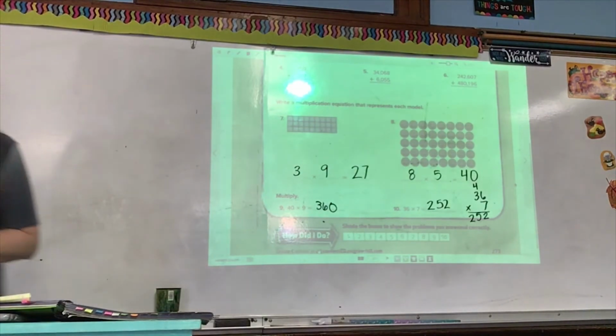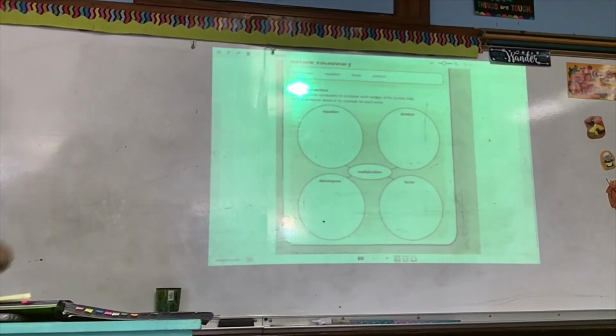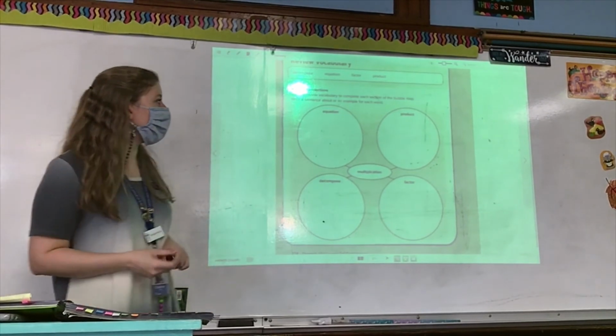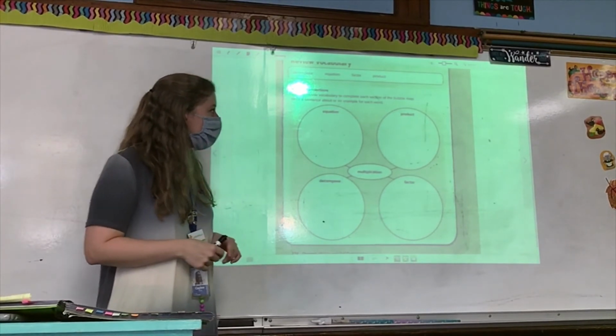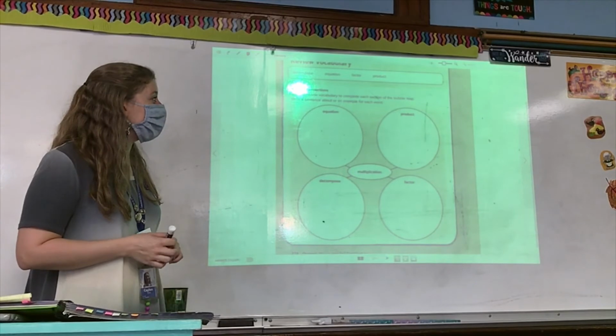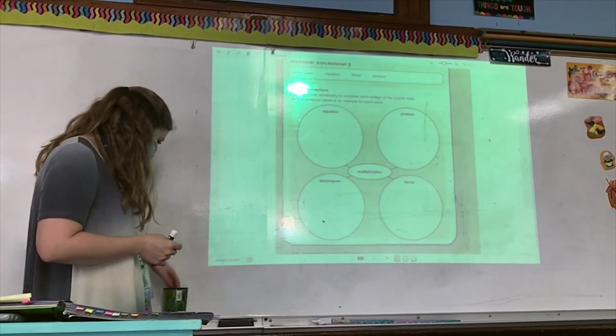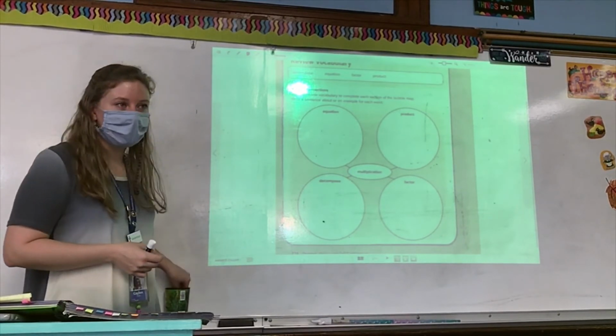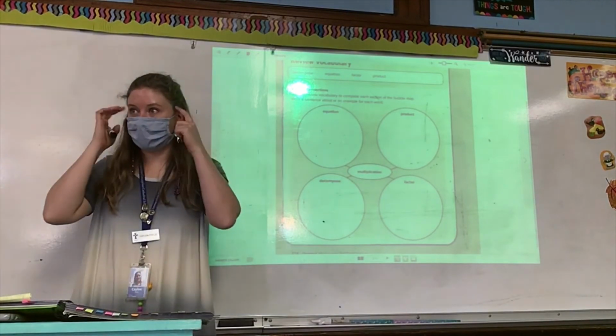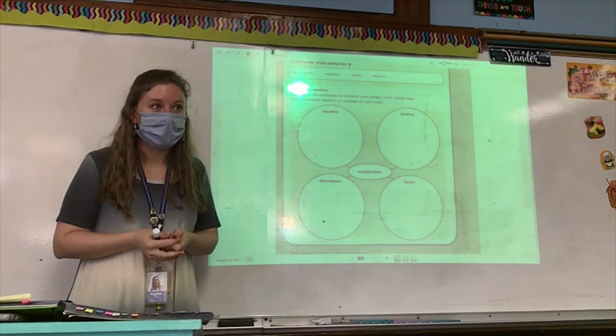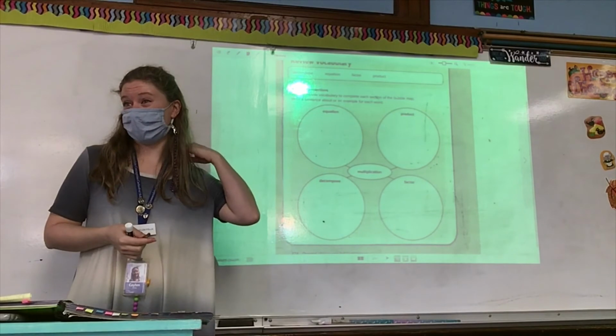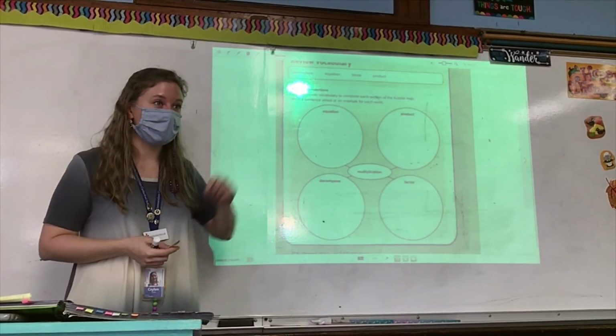Let's look at the back. Okay, so the directions say, use the review vocabulary to complete each section of the bubble map. Write a sentence about or an example for each word. I'm sure all of you just put an example because you didn't feel like thinking, and that's not good. Or you didn't feel like putting your thoughts into words.